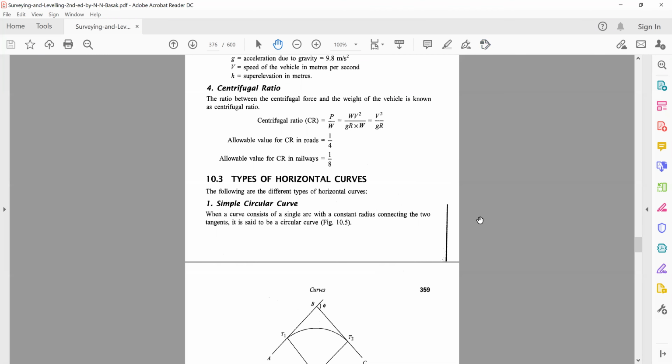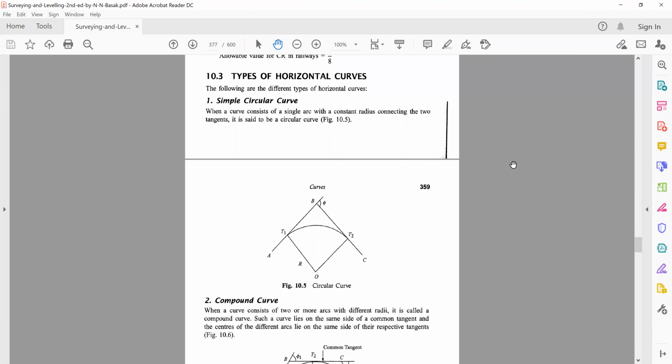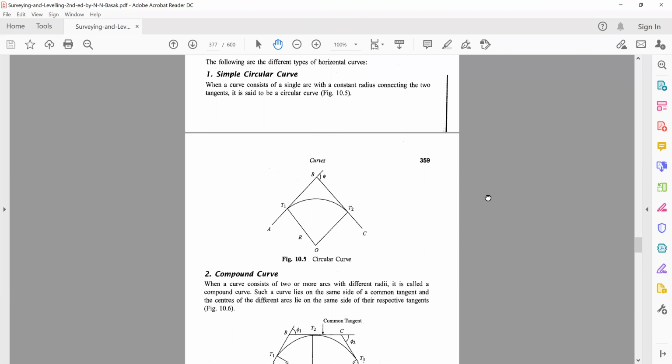You can use these guidelines to basically design super elevation. So now we'll talk about the types of horizontal curves. The first type is a simple circular curve, the simplest base case, which is very common and which is also used to derive other types of horizontal curves as well. In a simple circular curve, we have a curve which consists of a single arc with a constant radius connecting two tangents. It is said to be a circular curve.